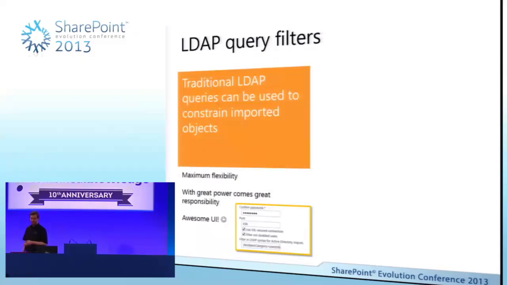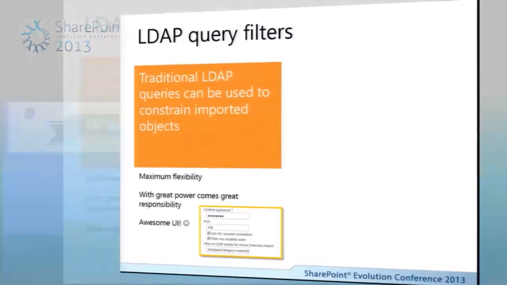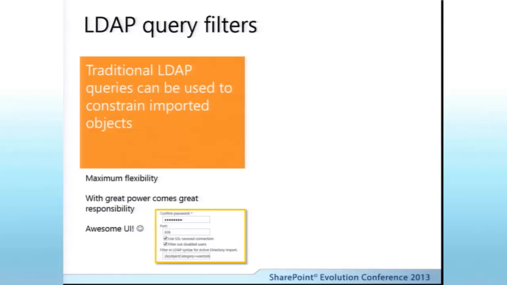LDAP query filters, we can go back to the way we used to do it in SharePoint 2003, 2007, by allowing us to constrain the selection of objects or include objects, either way around really, by using this very flexible old school LDAP query filter syntax. So that's a good thing because we have ultimate power, but because we have that power, we also need to take a great deal of responsibility for what we use here.